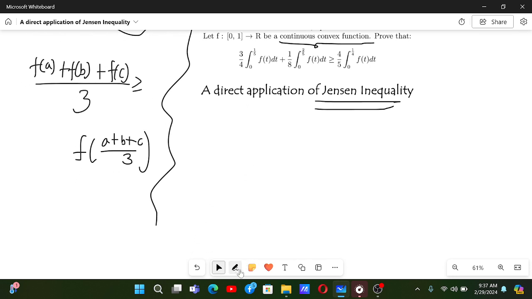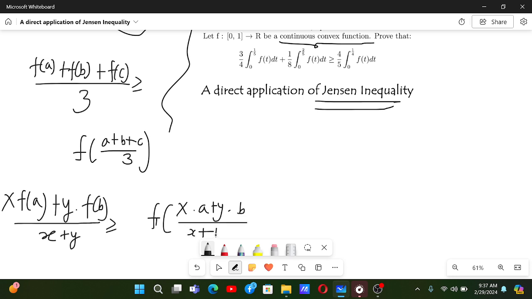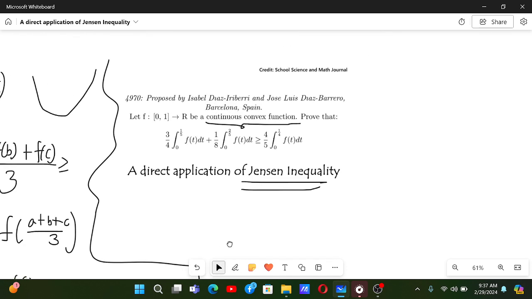Now, a more general Jensen inequality would be, let's say there are x numbers of f of a and there are y numbers of f of b. So in this case, if we divide by x plus y, this will be greater than or equal to f of, there will be x a's and y b's, by x plus y. So this is the inequality in general. Now let's begin solving the problem.